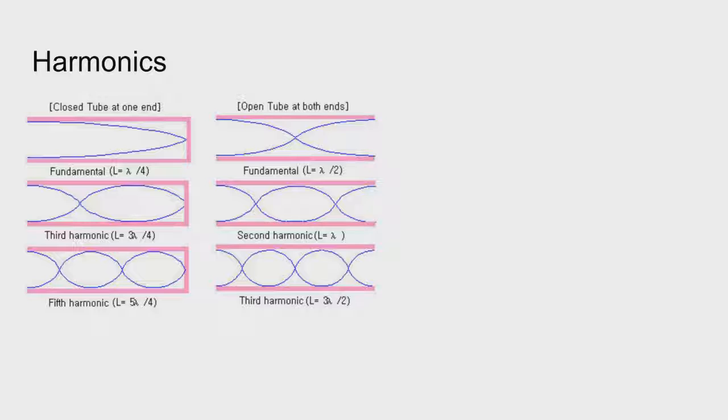For a closed tube, the length equals wavelength divided by 4. In the third harmonic, we see that length is equal to 3 times wavelength divided by 4. In the fifth harmonic, we get length is equal to 5 times wavelength divided by 4. And it will keep moving up like that.